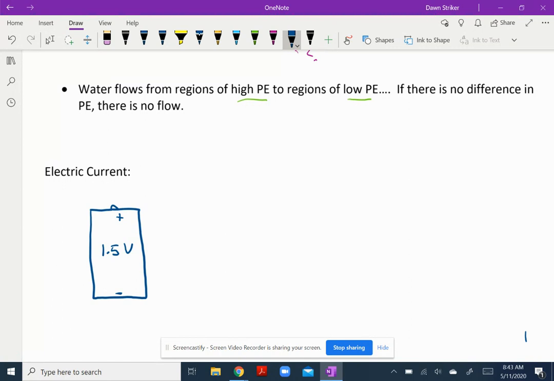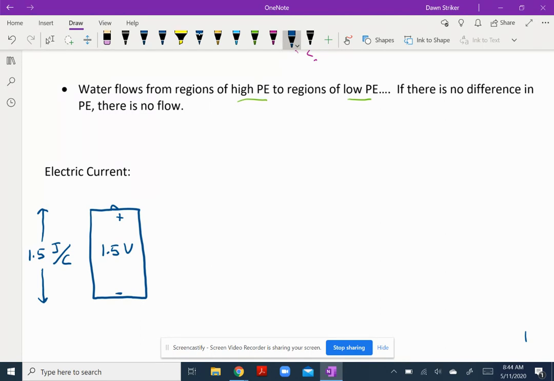And so there's a potential energy difference between the two ends of the battery, between this end and this end. And volt means joule per coulomb. We talked about potential in the last chapter. So this is 1.5 joules for every coulomb that flows through that battery. Each coulomb gets an additional 1.5 joules of potential energy.